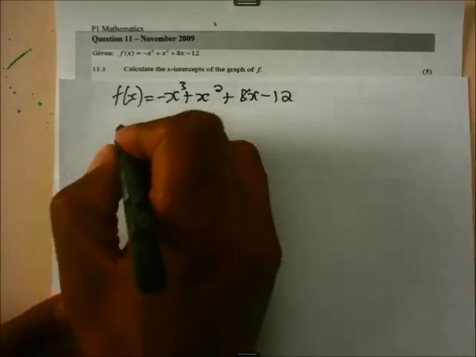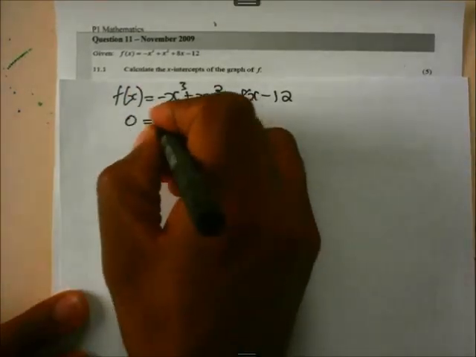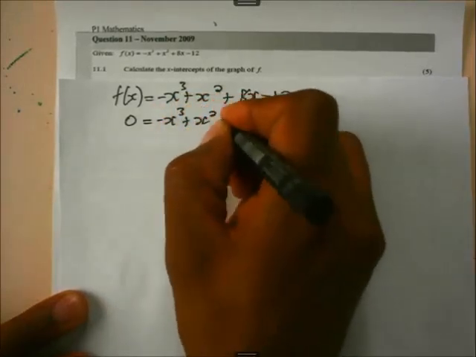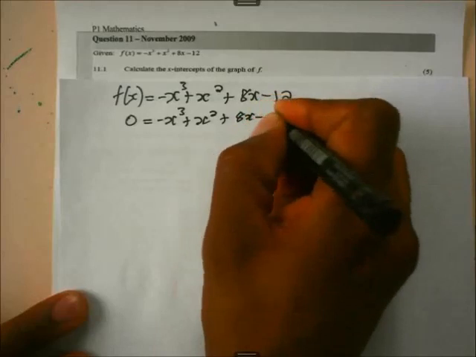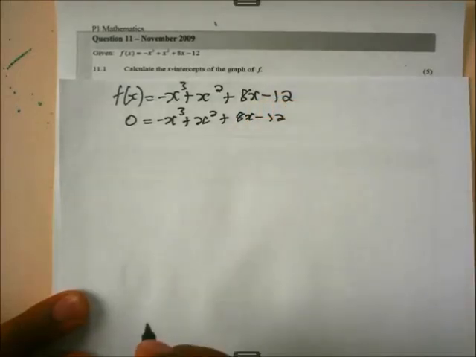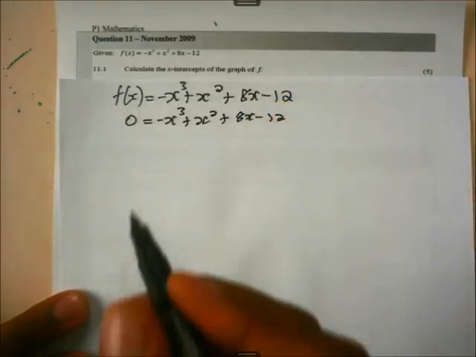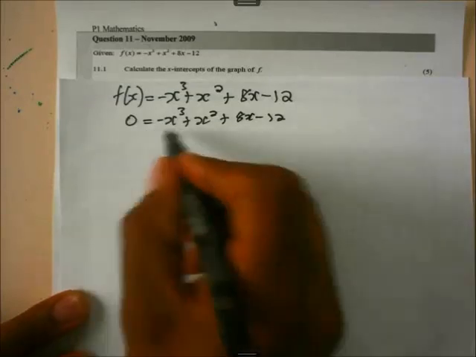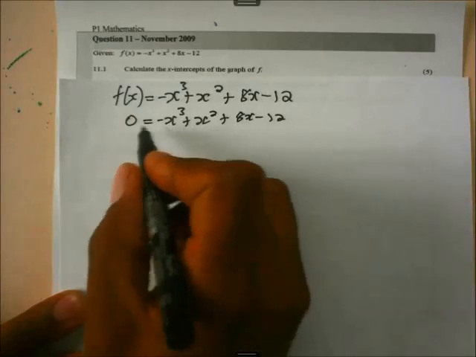Then it means we have 0 is equal to minus x to the power of 3 plus x squared plus 8x minus 12, right? f at x is 0. Now, of course, boys and girls, I can also make the a positive here. Remember, now we are having the equation.